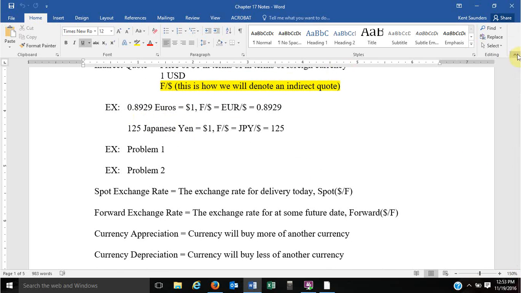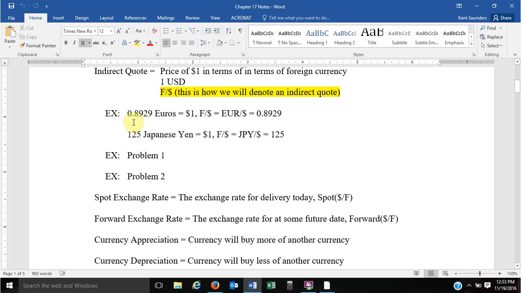So let me keep the title. There we go. So 0.8929 euros is $1. So the foreign to dollar exchange rate, the euro to dollar exchange rate, an indirect quote, is 0.8929. Now it might be 125 Japanese yen is equivalent to a dollar. So the foreign to dollar exchange rate, the yen to dollar exchange rate, is 125.